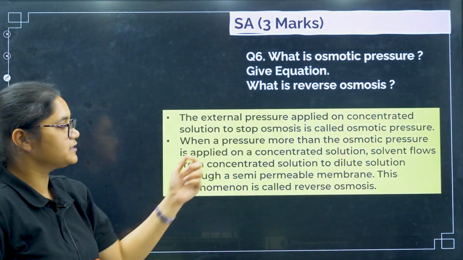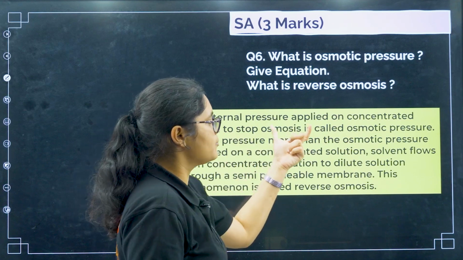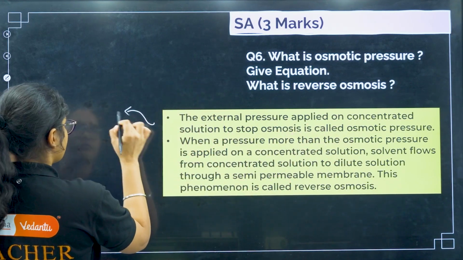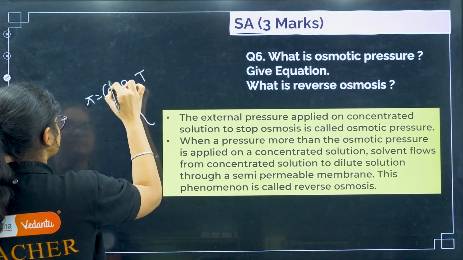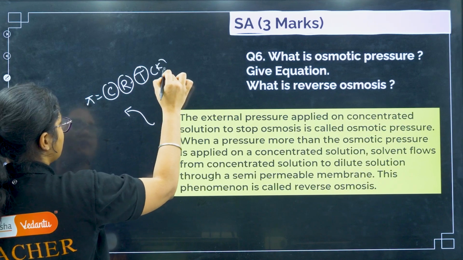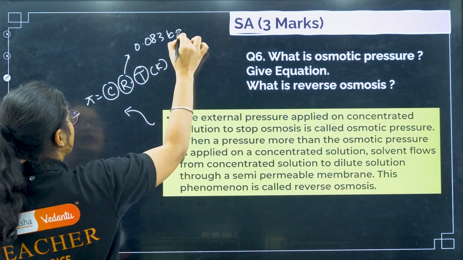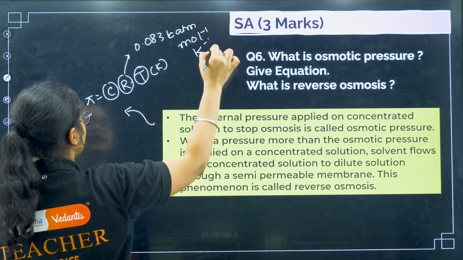So what is osmotic pressure? The external pressure applied on the concentrated solution to stop osmosis is called osmotic pressure. What is the expression? I have already given. Pi is equal to C into R into T. C is concentration, R is gas constant, T is temperature, and it should be in Kelvin. R value should be 0.083 liter atm, mole inverse and Kelvin inverse.